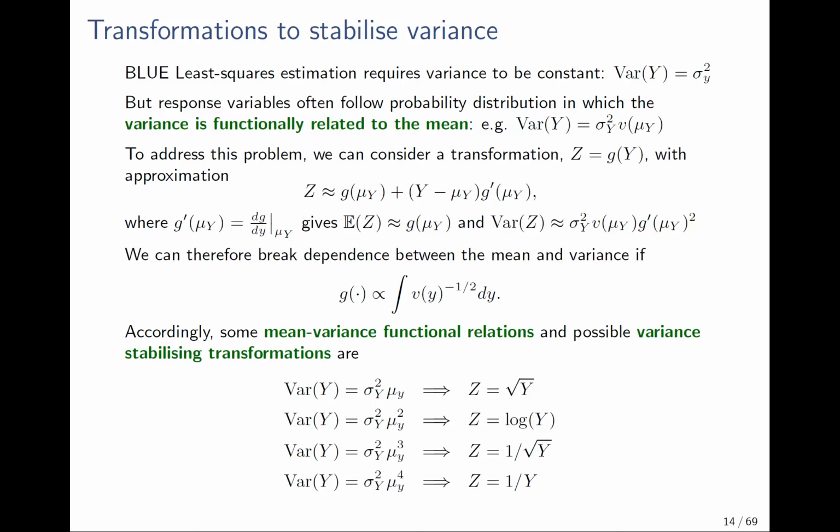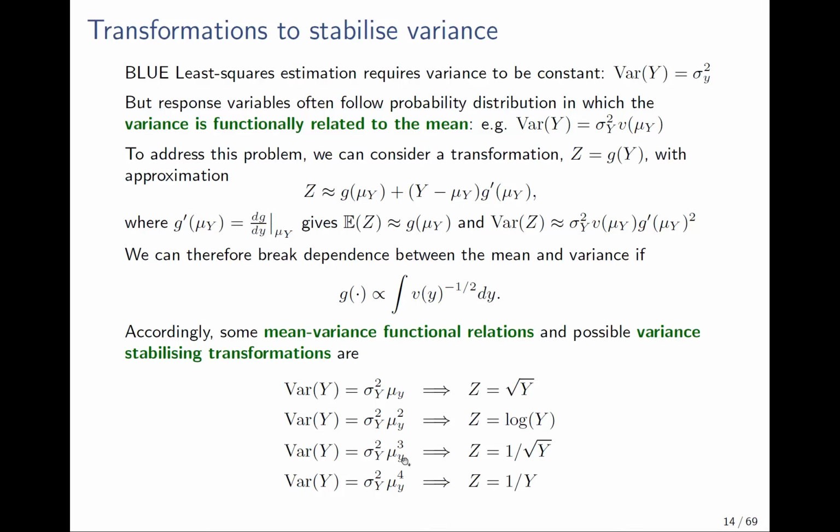And we'll look at these in the tutorial actually, but some standard cases are listed here on the slide. If the variance is proportional directly to the mean, then the square root transformation is going to stabilize variance, and you can show that just by working through these calculations given here. If the variance is proportional to the mean squared, then we can use the log, and that's going to do the trick. It's going to cancel these two terms.